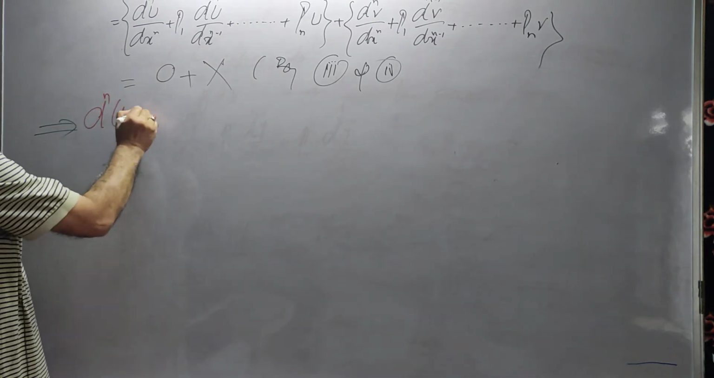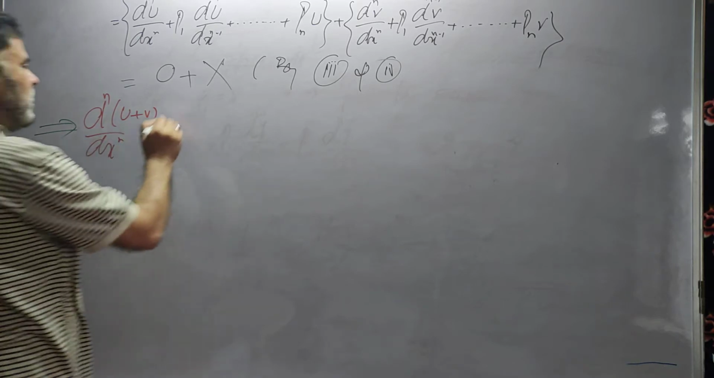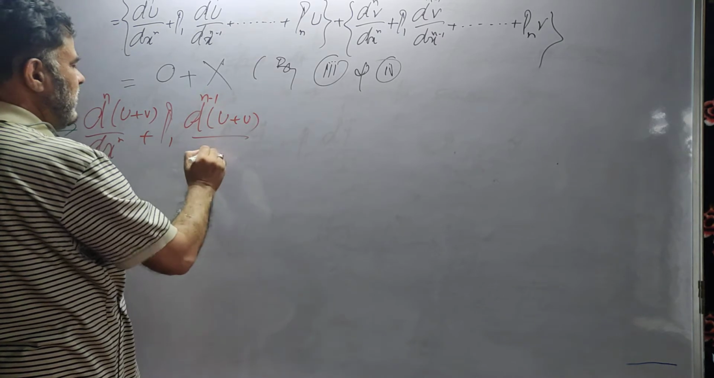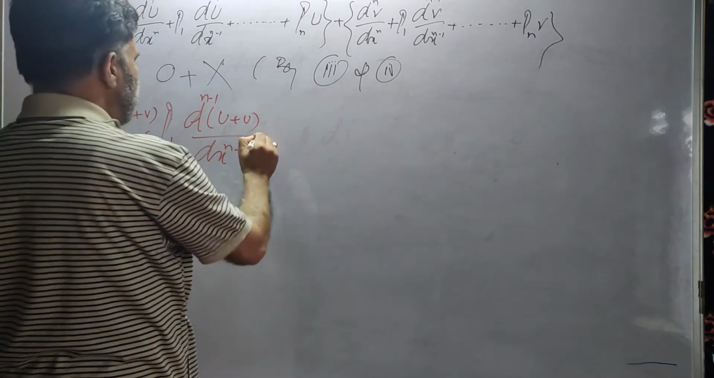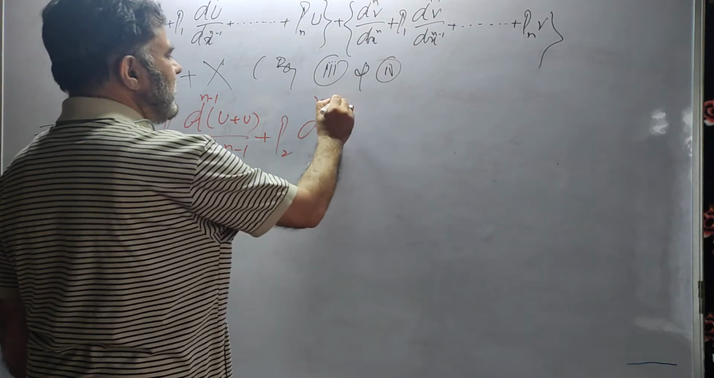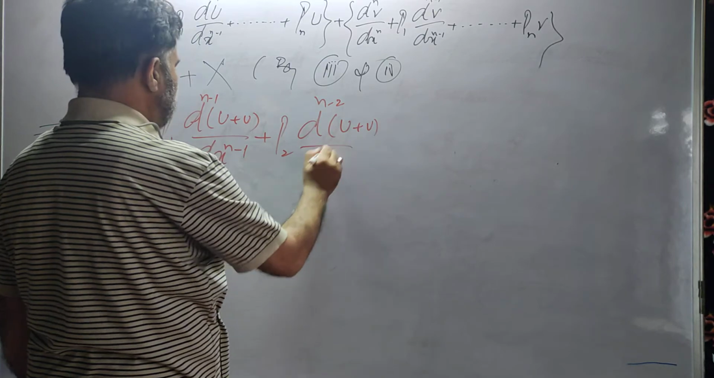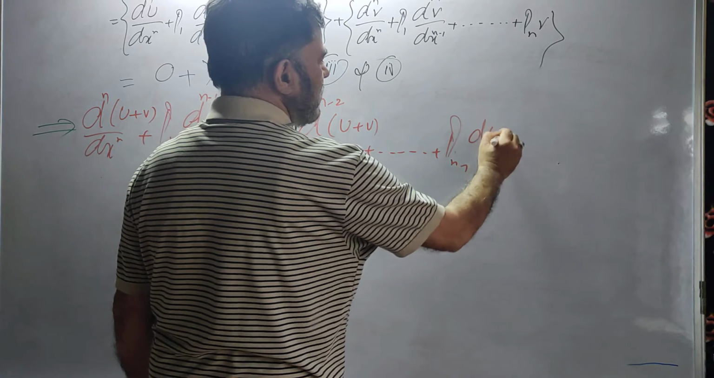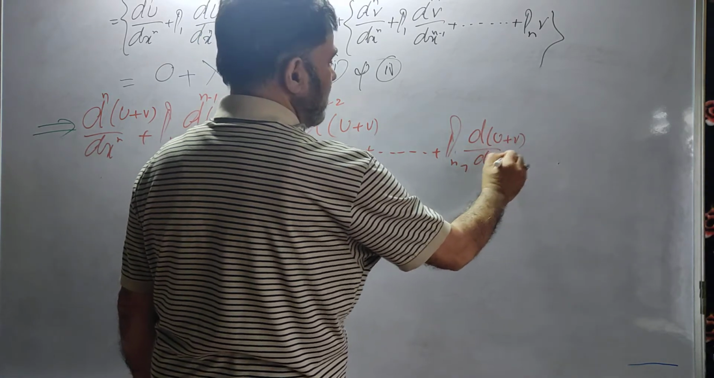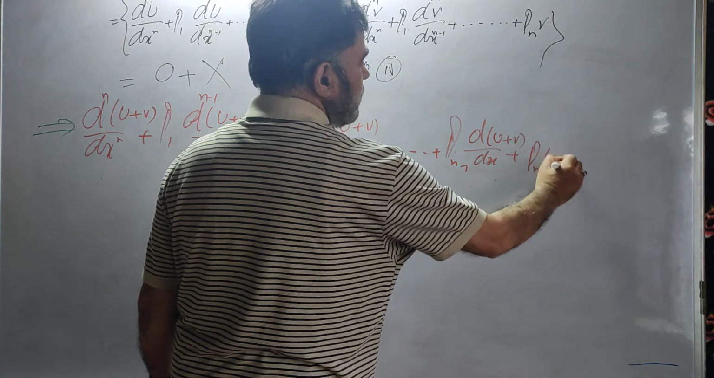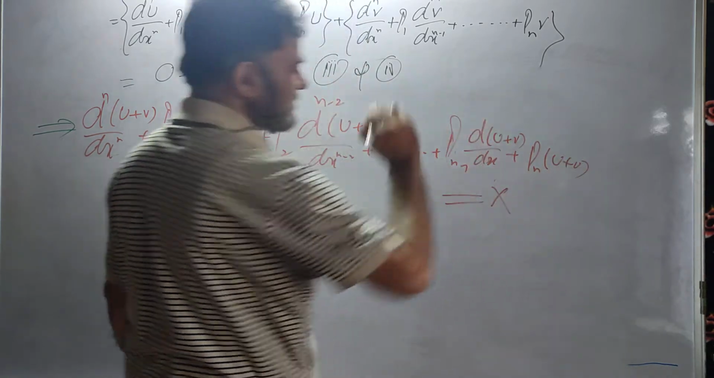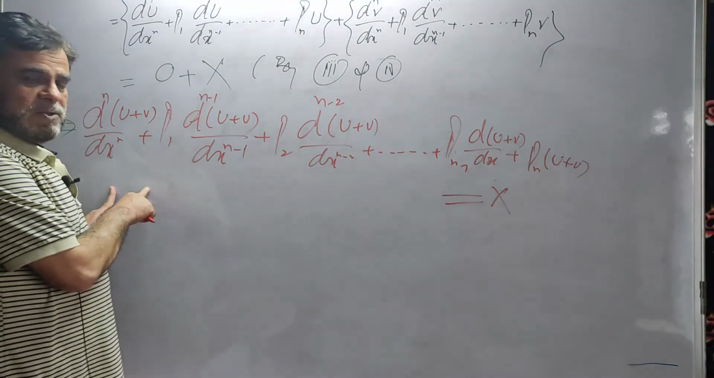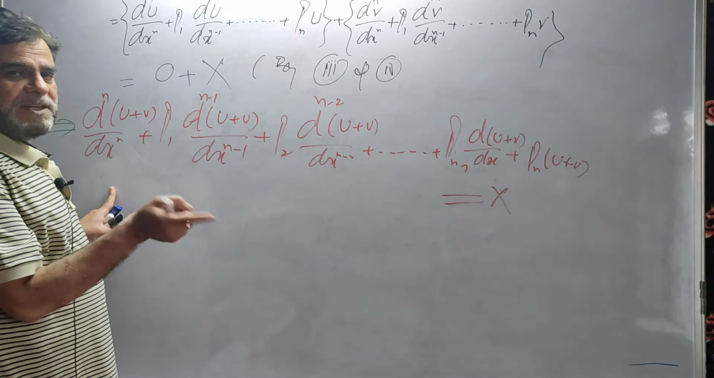This implies that I have proved this thing, that d^n(u+v)/dx^n plus p1 d^(n-1)(u+v)/dx^(n-1) plus p2 d^(n-2)(u+v)/dx^(n-2) plus p(n-1) d(u+v)/dx plus pn(u+v) equals x. And what does this mean? This means y equal to u plus v satisfies equation number 1.